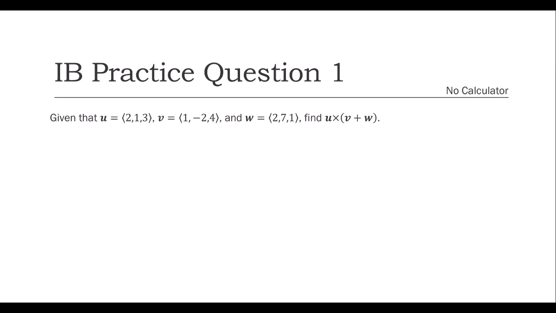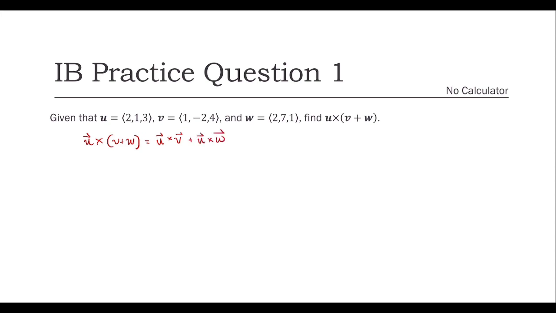So here we have our first IB practice question. It says, given that u equals (2, 1, 3), v equals (1, -2, 4), and w equals (2, 7, 1), find u cross (v plus w). So this is one of our rules: u cross (v plus w) equals u cross v plus u cross w.